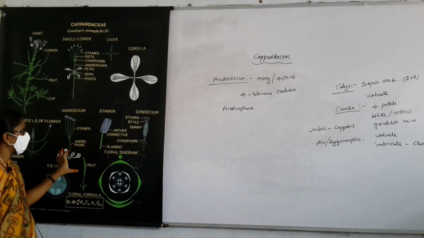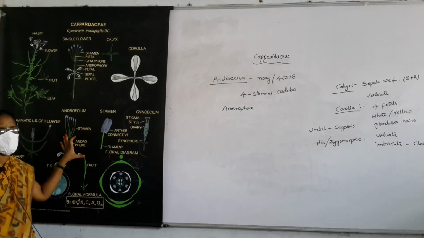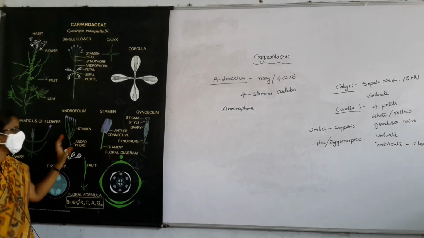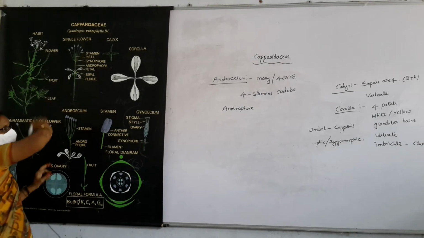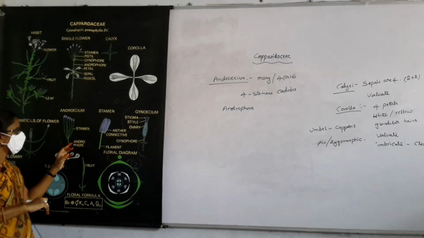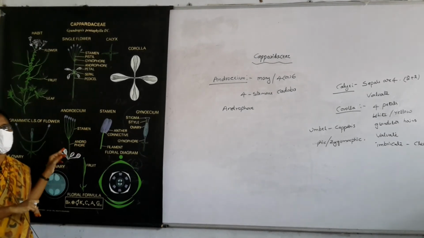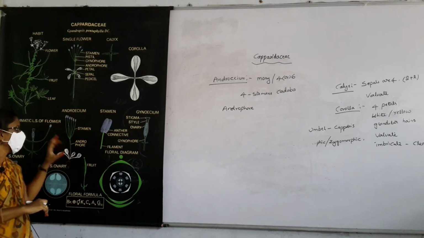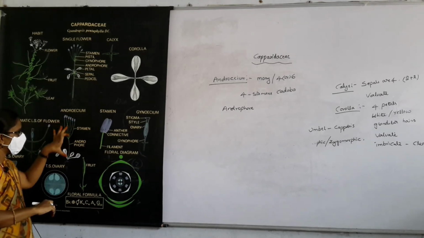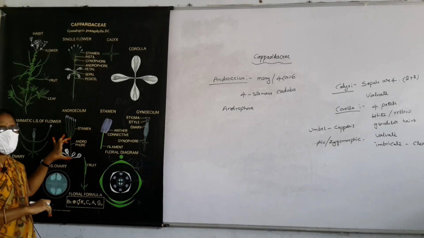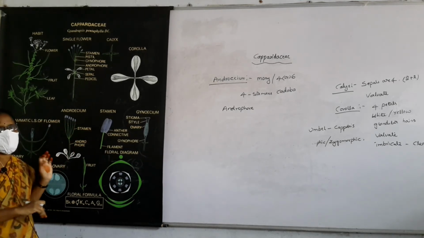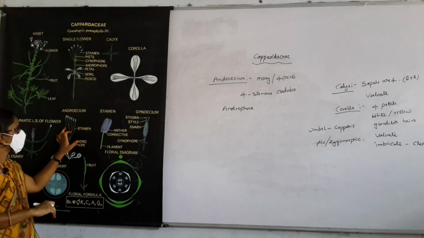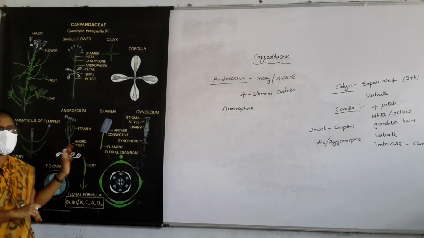In this type of flowers, the stamens are very long compared to the petals. The petals are below and the stamens are high. The androphore is present in the Capparidaceae family. On the upper side of the androphore, stamens are present. These stamens are many, or 4 or 6.